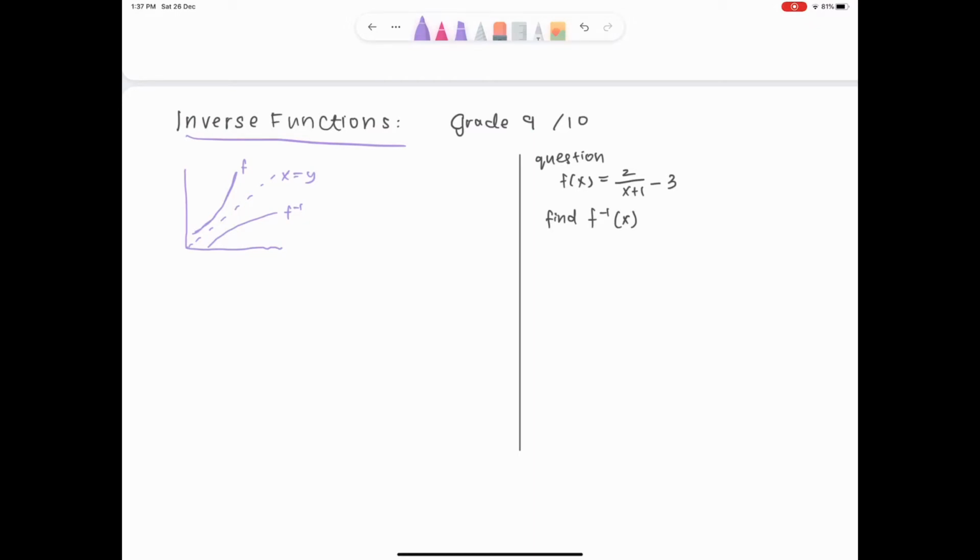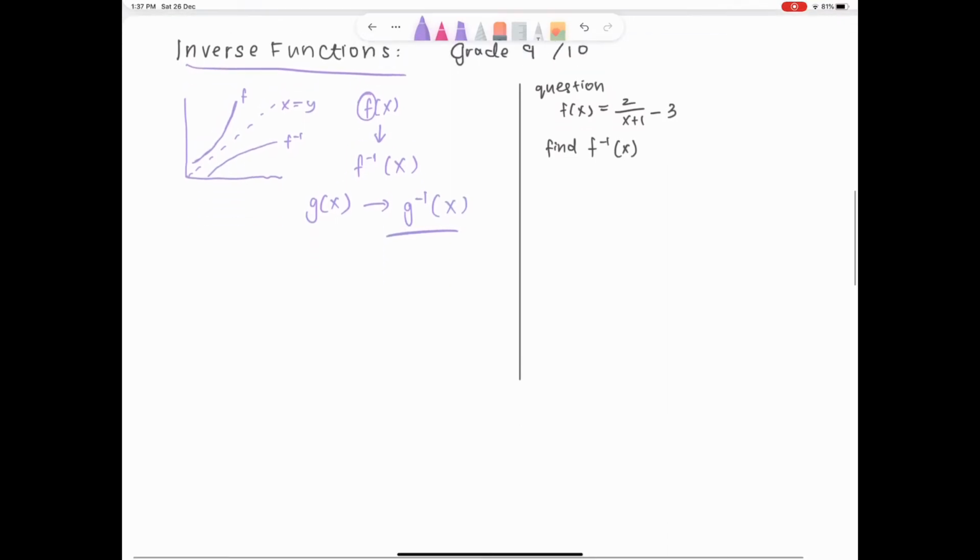Let's go through some notation first of all. If one function is called f of x, the inverse would be f inverse of x, written f negative 1 of x. It would be the same with any different letter. So if it's g of x, the inverse can be written as g negative 1 of x. Okay, so how do we find the inverse?